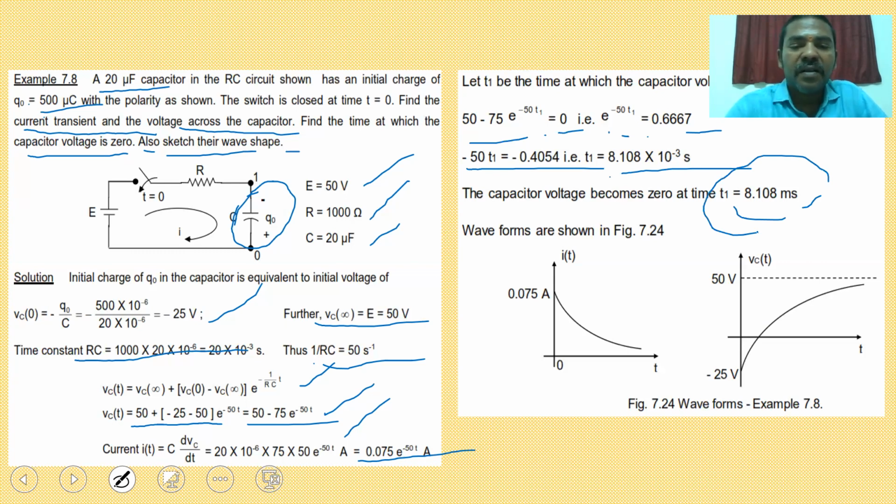So this is your current waveform, gradually exponentially decreasing, and the maximum value is 0.075. So this is your voltage drop across the capacitor. Initially, due to the previous source, the voltage drop across the capacitor is minus 25 volts and gradually increasing up to 50 minus 75 e power minus 50t. Okay, do you all understand this problem?